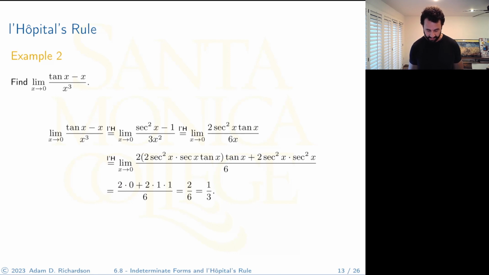So we plug in 0 for all of these x's, and we get this. 2 times 0 plus 2 times 1 times 1. The denominator is still 6, and so we get 1/3.